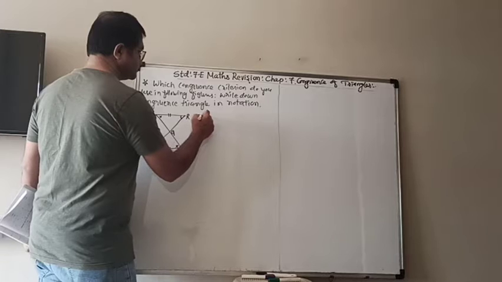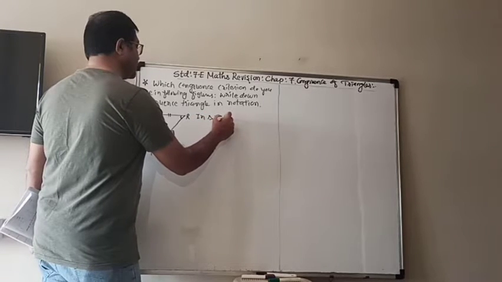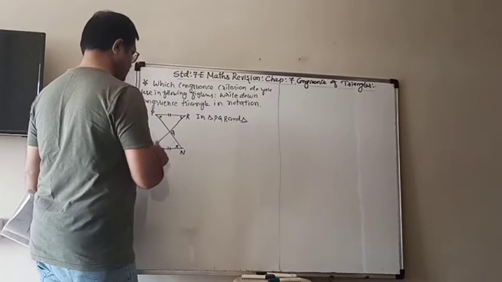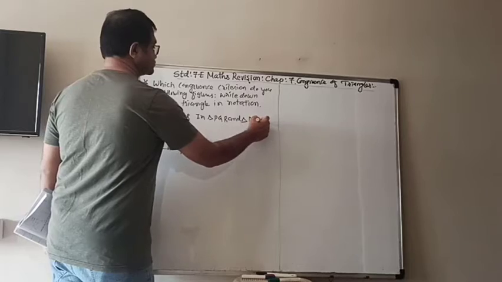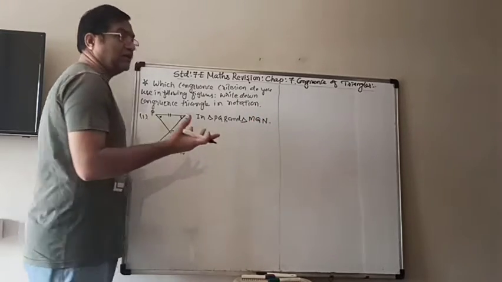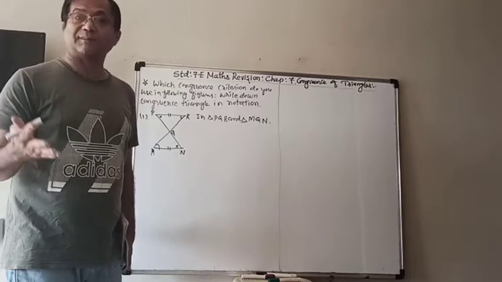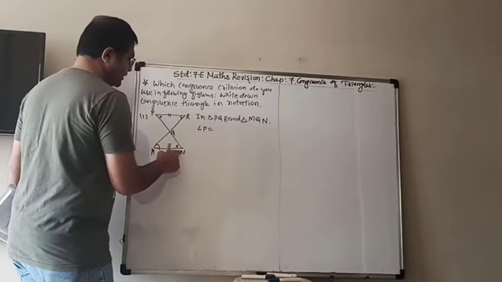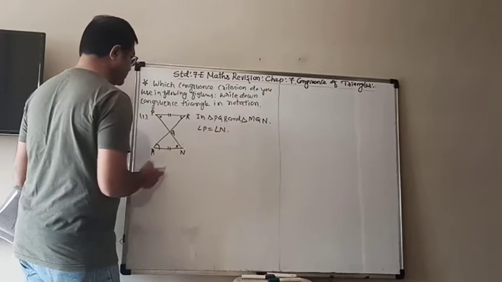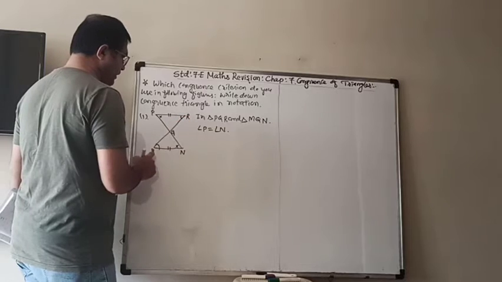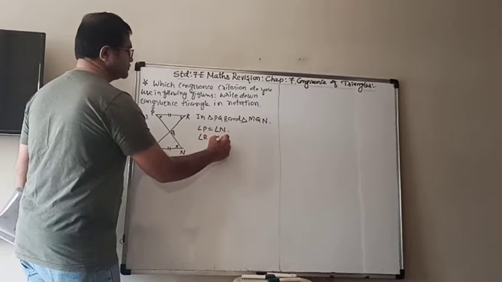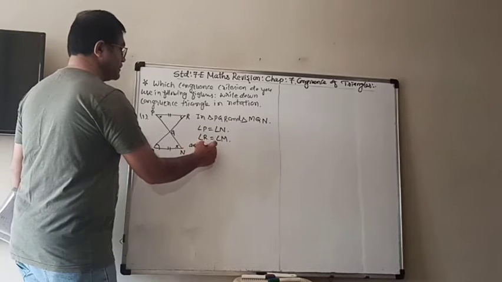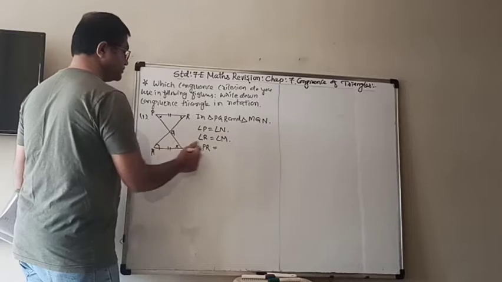So here in triangle PQR and triangle MQN, we will first write down the three equal parts. You can see that angle P and angle N are equal. So angle P is equal to angle N. Then angle R and M are equal. And PR is equal to MN.